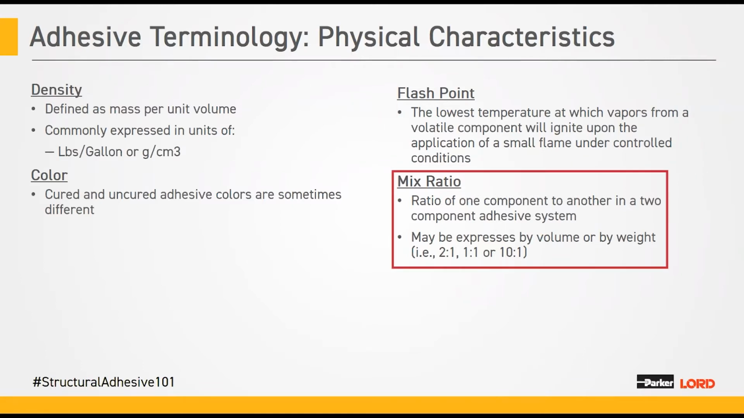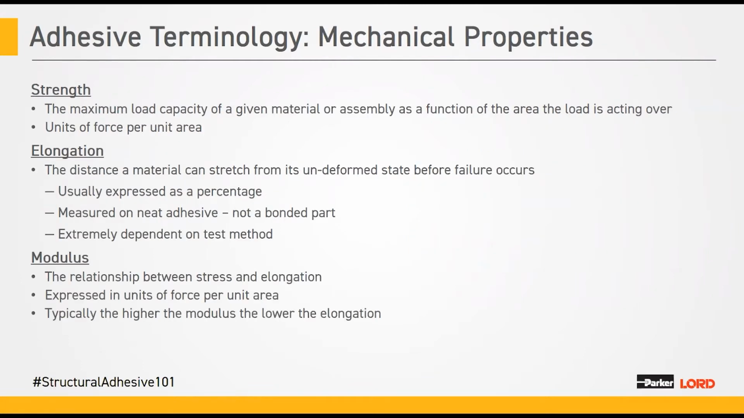The mix ratio is for two component materials. It tells the ratio of one component to the other in the adhesive system. It can be expressed by volume or by weight, oftentimes both. When you see by volume, there's often a common mix ratio such as 1:1 or 2:1 or even a 10:1 ratio. So now I'd like to turn to some of the mechanical properties you might see on a data sheet in regards to the adhesive terminology.